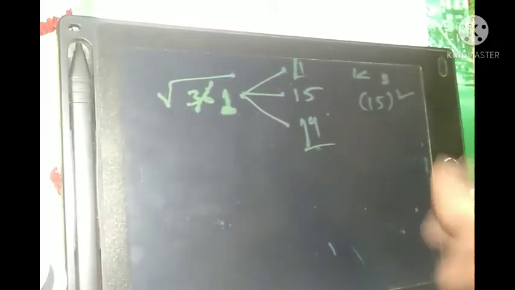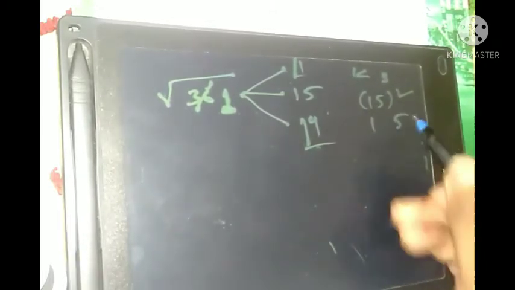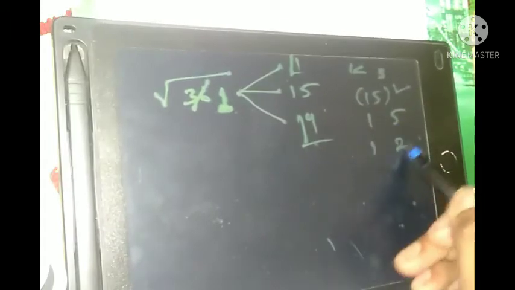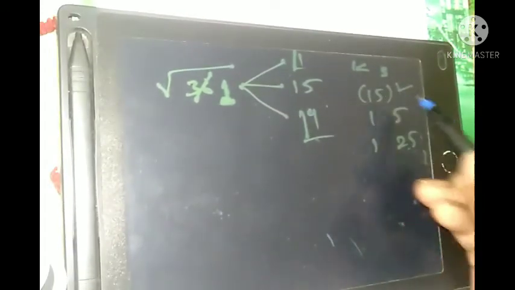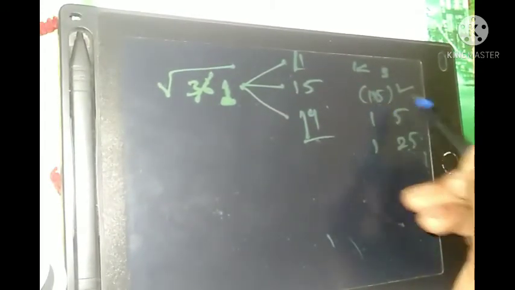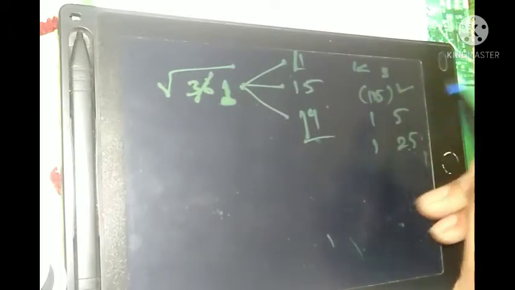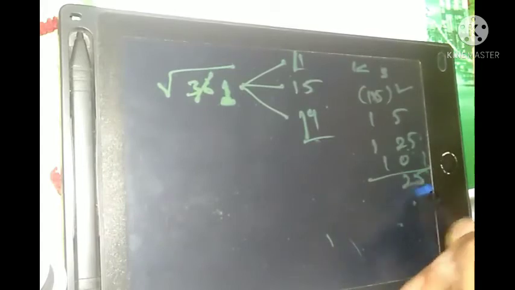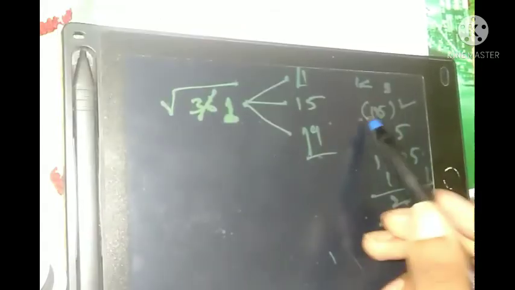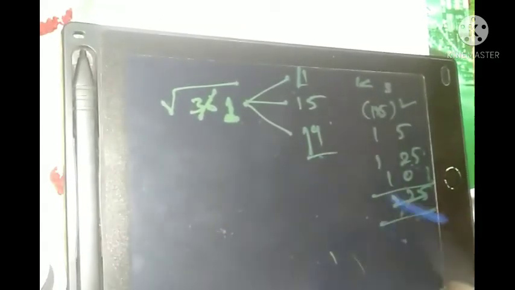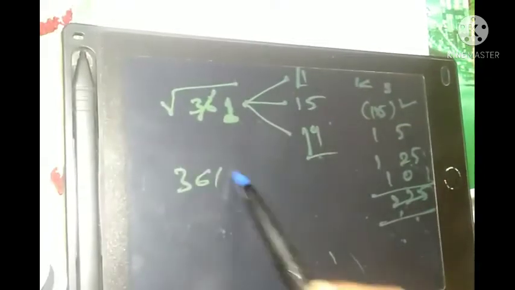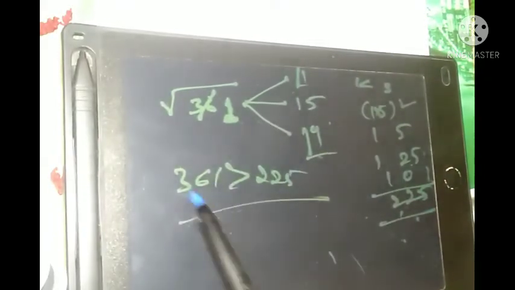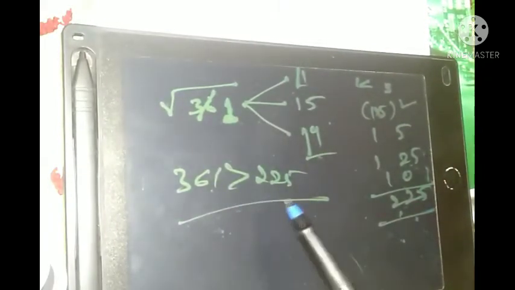We know that 15 squared means 15 times 15. Write down 1 squared is 1, 5 squared is 25, and 1 times 5 is 5, 5 plus 5 is 10. You write down here 225. Now the value of 15 squared is 225. That means 361 is greater than 225.